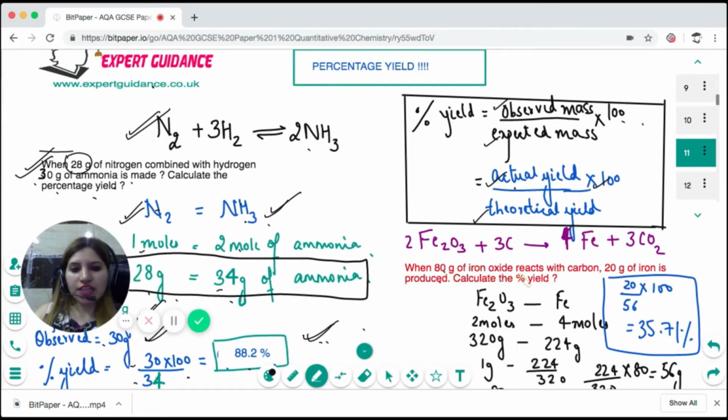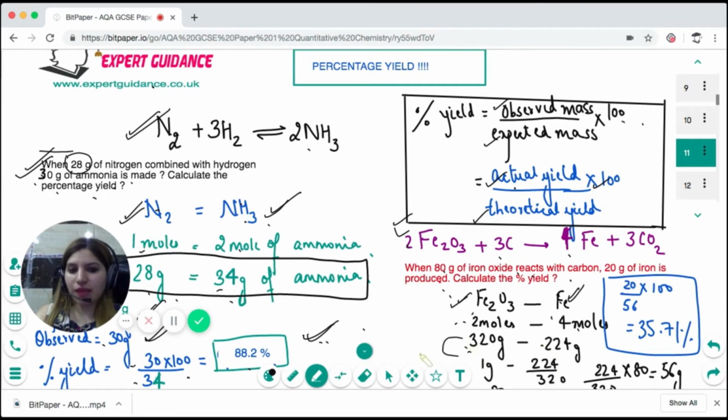When 80 grams of iron oxide reacts with carbon, according to this equation, 20 grams of iron is produced. We'll keep iron oxide to the left, iron to the right. From the balanced chemical equation, 2 moles of iron oxide forms 4 moles of iron. We convert it into mass: 320 grams of iron oxide gives 224 grams of iron.